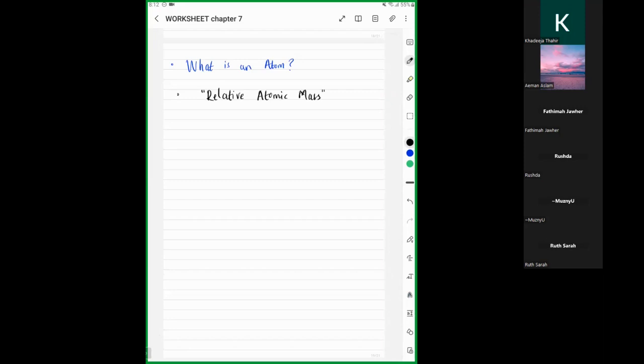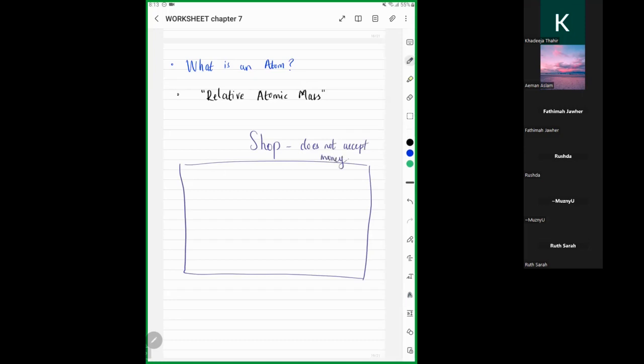We will study what relative atomic mass is and what an atomic mass unit is. Before that, I'm going to give a small example for you to understand the meaning of relative atomic mass and atomic mass unit. I'm going to give an example of a shop. Just pay attention. This shop does not accept money. Outside this shop, there's a board which says something like this: Rupees 10 equals, let's say, 5 toffees.